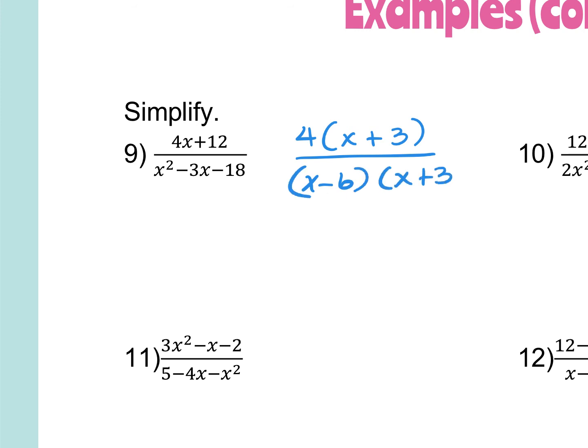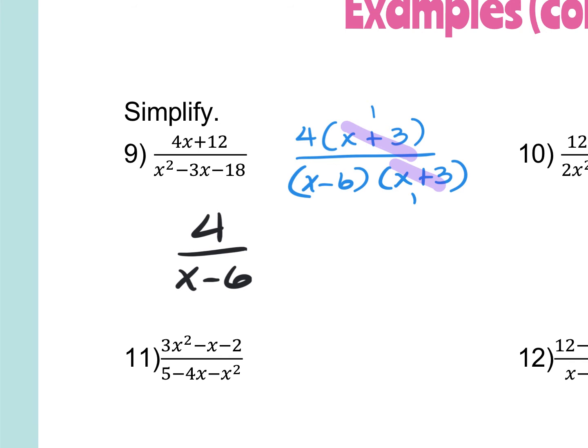And now, I'm going to look for things to cancel. The x plus 3's cancel, and then you're just left with a 1. And now I multiply what remains, 4 on the numerator and x minus 6 in the denominator. Again, do not try to simplify the 4 and the 6. That is already in simplest form.